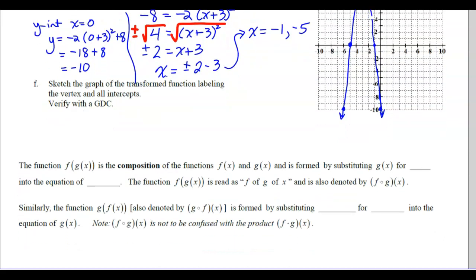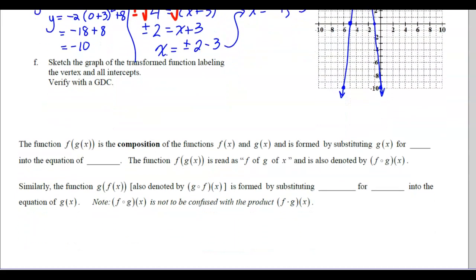Okay. All right. So that's our composition of functions. So the function f of g of x is the composition of f and g, and is formed by substituting g of x for x in our outside function. In this case, the outside function is f of x. So again, that's read as f of g of x, and is also denoted 2 ways. So this way and this way.